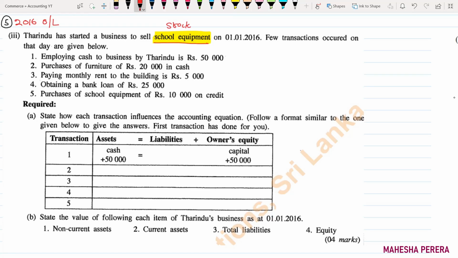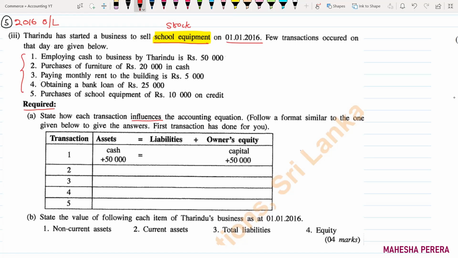Okay. So on this day, 1st of January 2016, few transactions occurred on that day are given below. Okay. So how many transactions are there? 5 transactions are there, right? Okay. So what is required now? A and B, there are 2 parts. State how each transaction influences the accounting equation. So simply, you need to show the impacts of each transaction on the accounting equation, right?